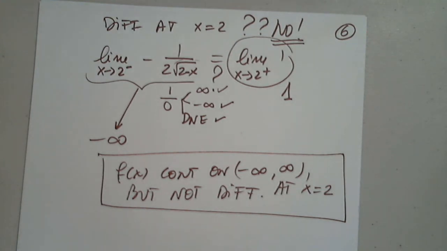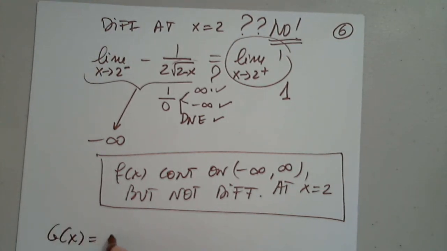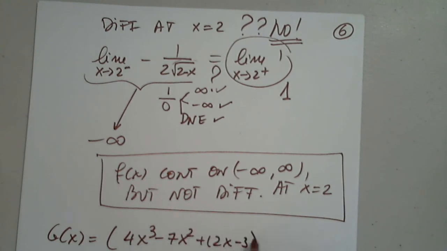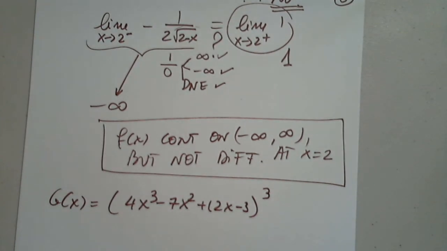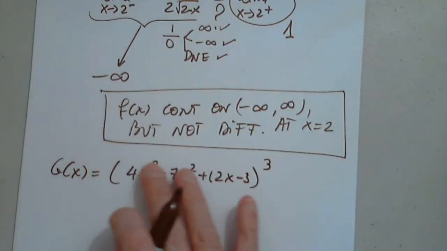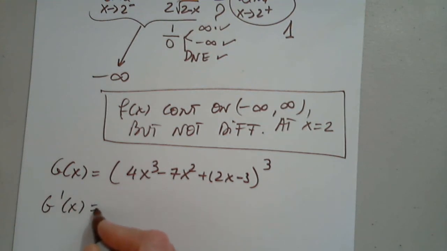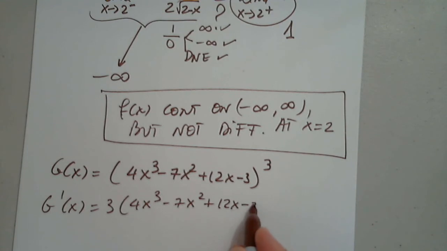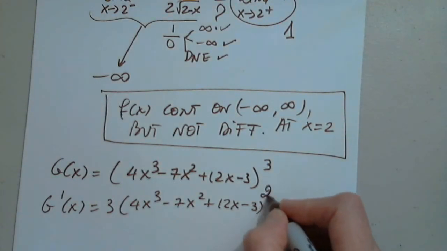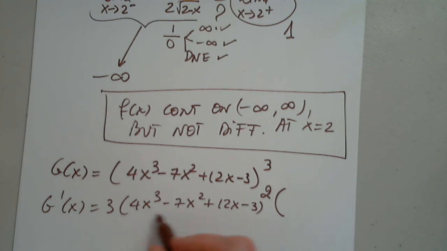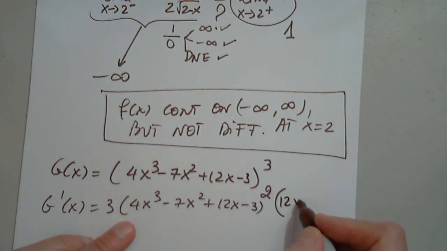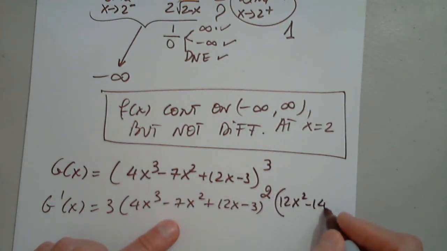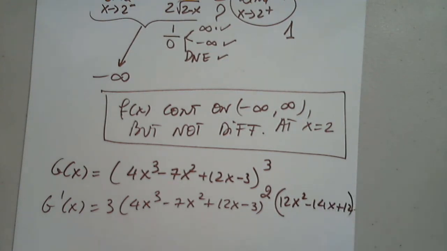Of course. So g of x equals 4x cubed minus 7x squared plus 12x minus 3, all to the third. So this is like a function to the third power. G prime of x is 3 times 4x cubed minus 7x squared plus 12x minus 3 to the power 3 minus 1, which is 2, times the inner function prime, which is 12x squared minus 14x plus 12. And that's it. You don't have to do anything else.